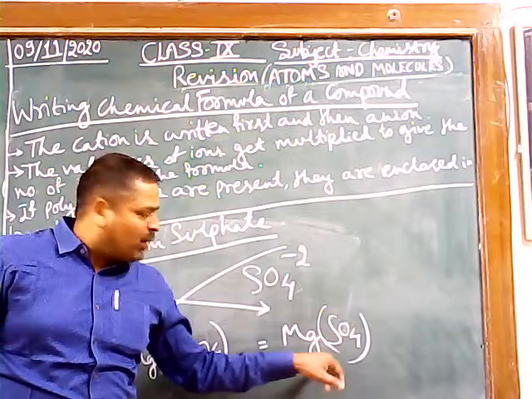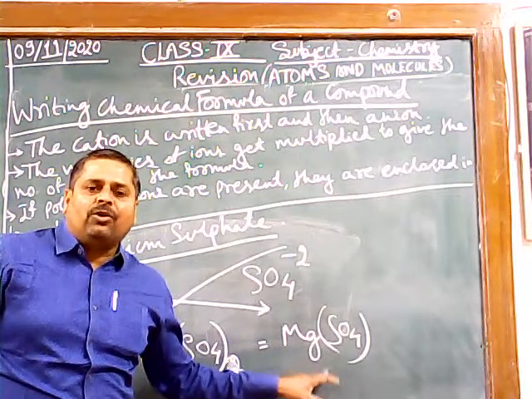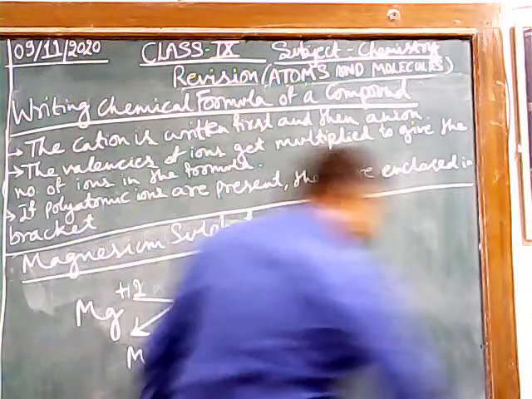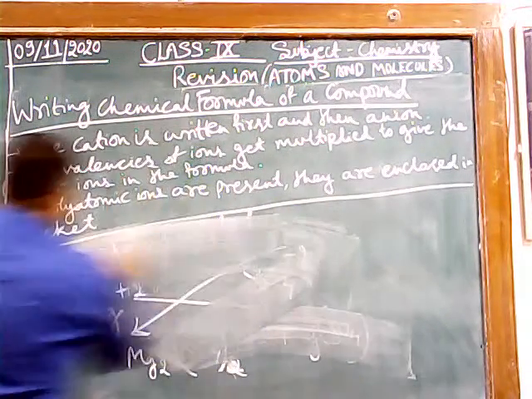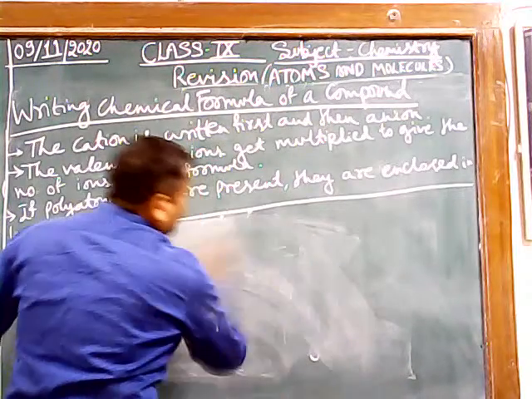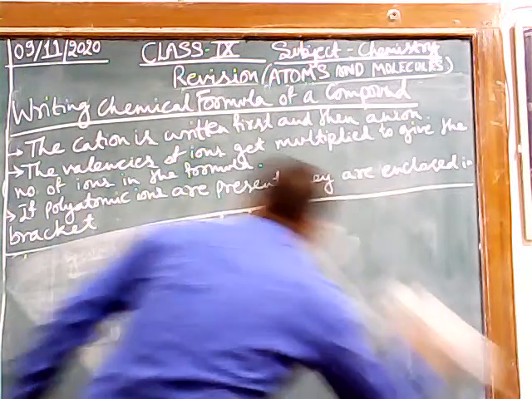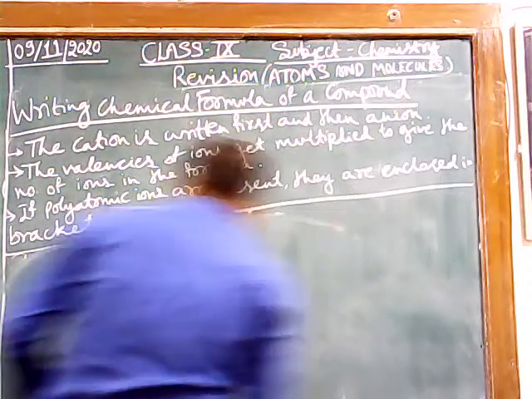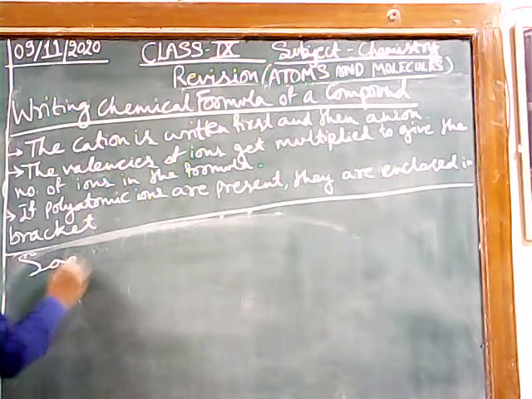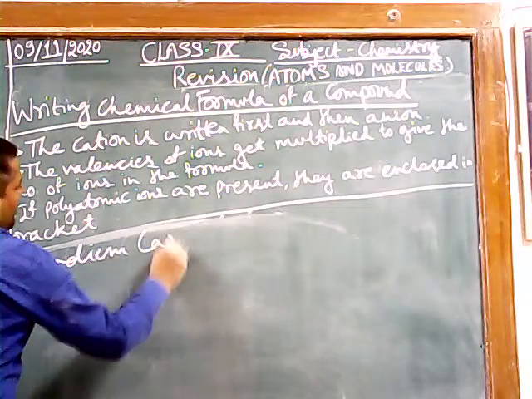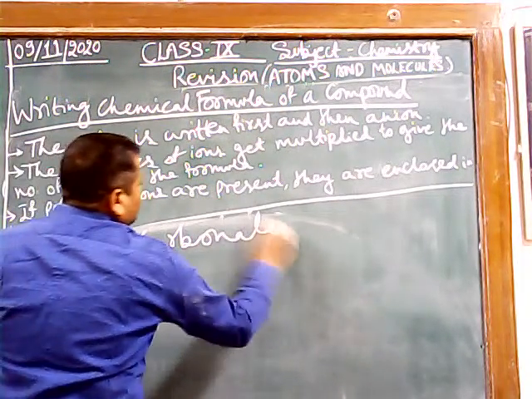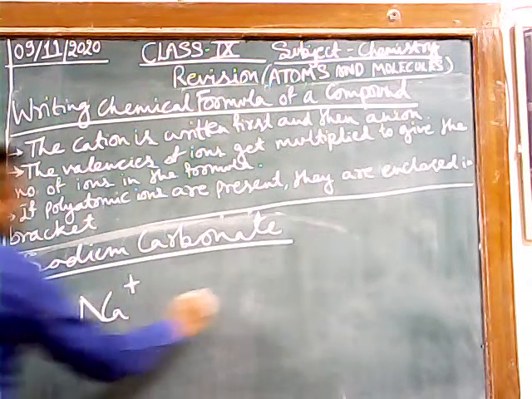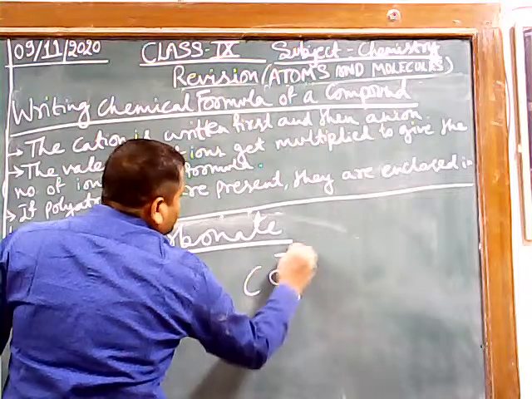Sulfate anion is a polyatomic ion, so it is to be enclosed in a bracket. Okay, children. Similarly, let us take another example. Say sodium carbonate. Let us form the formula for sodium carbonate. The ions of sodium carbonate are sodium and carbonate, and the valencies are sodium +1 and carbonate -2. There are two ions, Na+ and carbonate CO3 2-.